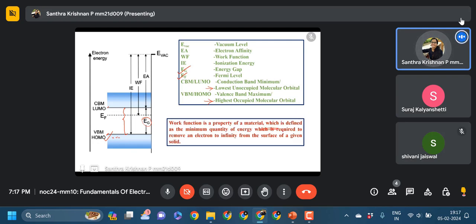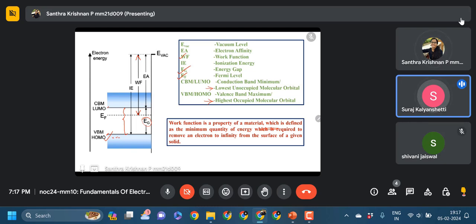And next we have what is known as the work function, that is WF. Work function is when we remove an electron from the Fermi level to the vacuum level. That is, if you see these two arrows, when you have to remove an electron from the Fermi level to the vacuum level, we call it the work function.